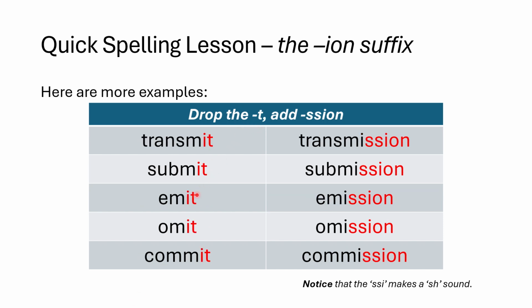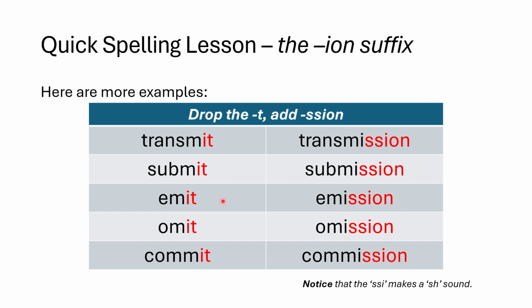Drop the T, add SSION. I will read the word. I will pause. When I pause, you say the word. The verb is transmit. The noun is transmission. The verb is submit. The noun is submission.